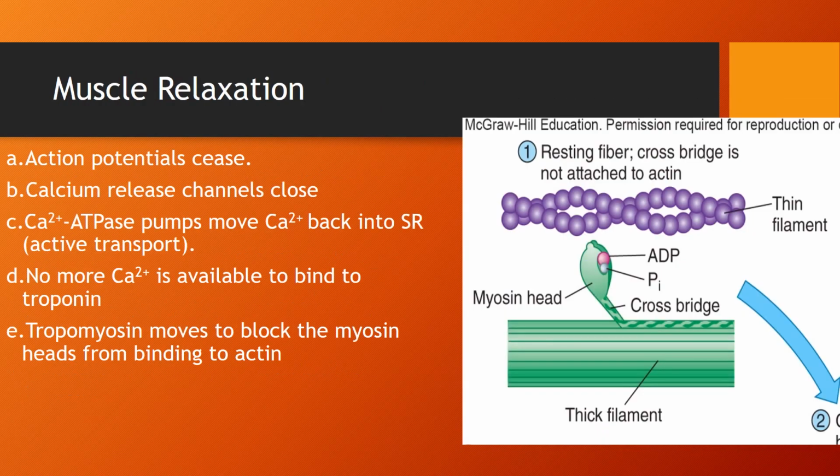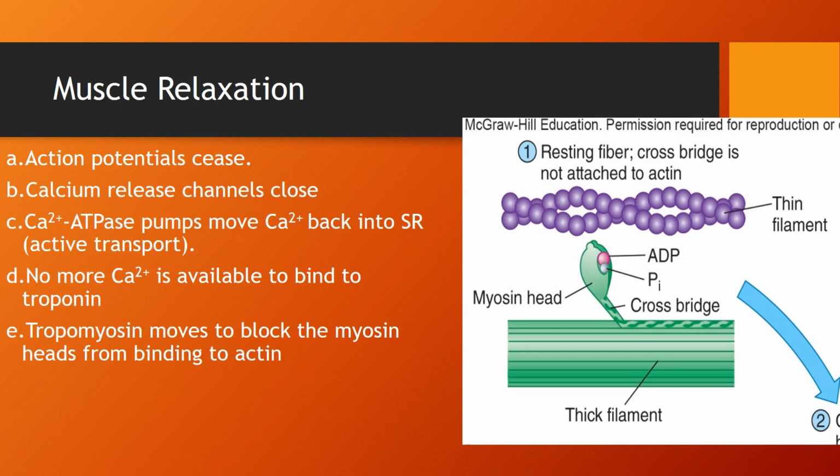All right, so after we have contraction, obviously we want relaxation of our muscles. So the action potentials are going to stop firing both within the motor neuron as well as within the motor end plate. And then calcium release channels are going to close within the sarcoplasmic reticulum. Then calcium ATPase pumps are going to be responsible for moving calcium back into the sarcoplasmic reticulum. And so this is going to move against its concentration gradient. So this is going to be active transport, not diffusion, okay?